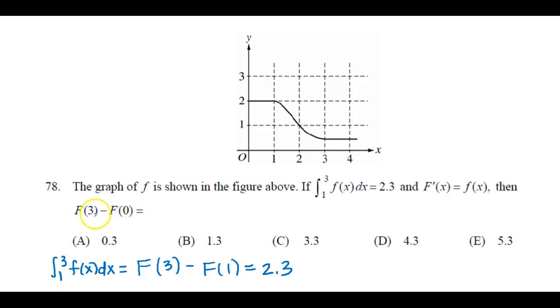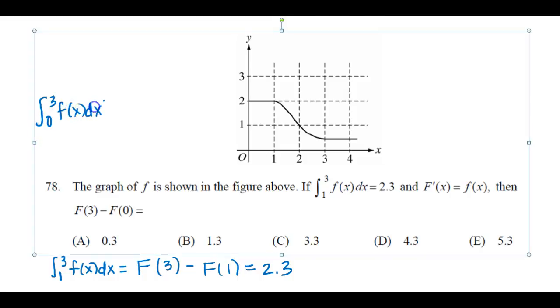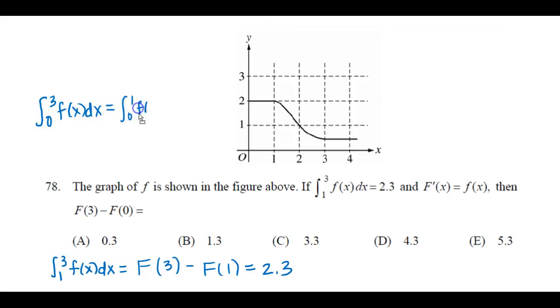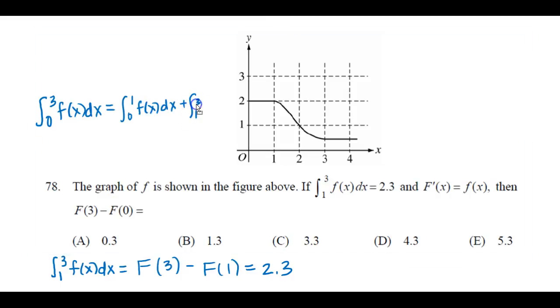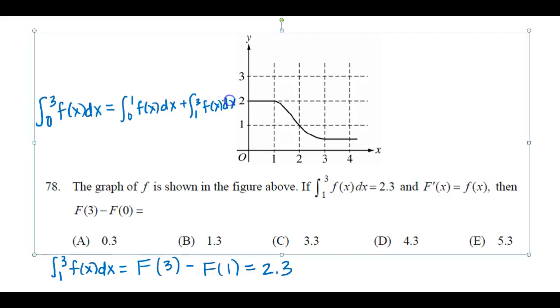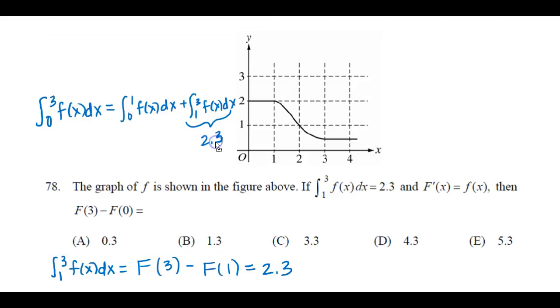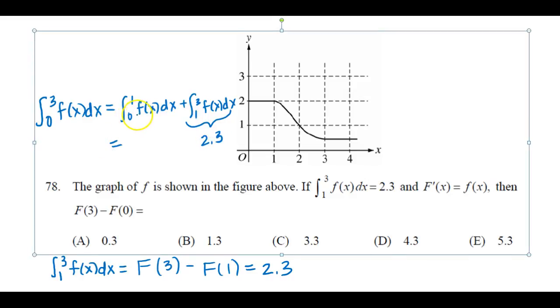If I wanted to write this in notation of a definite integral, what they're really asking me to find is the integral from 0 to 3 of little f of x dx. Remember that I can split this up into the integral from 0 to 1 of little f of x dx plus the integral from 1 to 3 of little f of x dx. The integral from 1 to 3 of little f of x dx was given to me as 2.3. So now the question becomes, how do we find the integral from 0 to 1 of f of x dx?